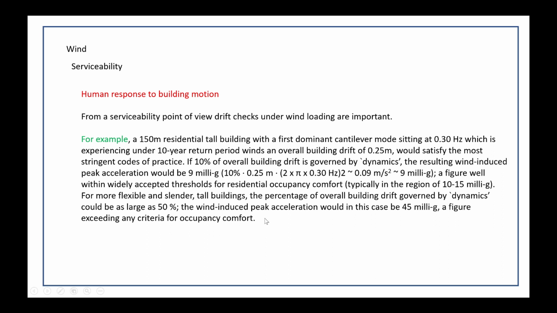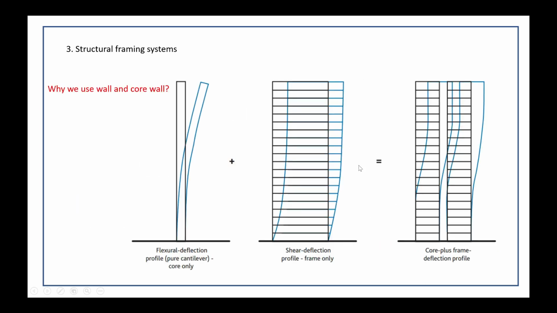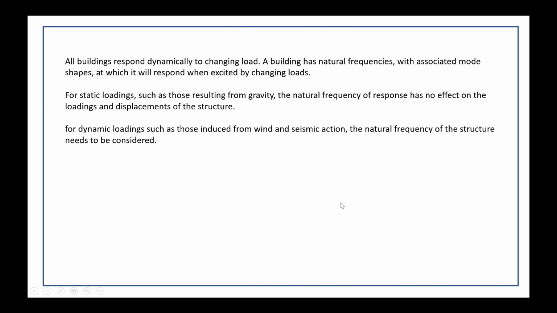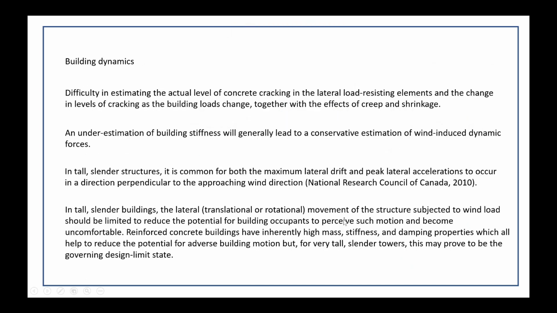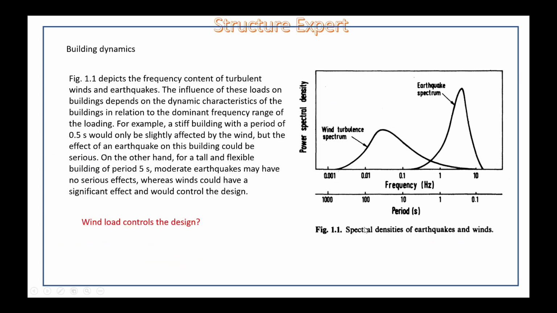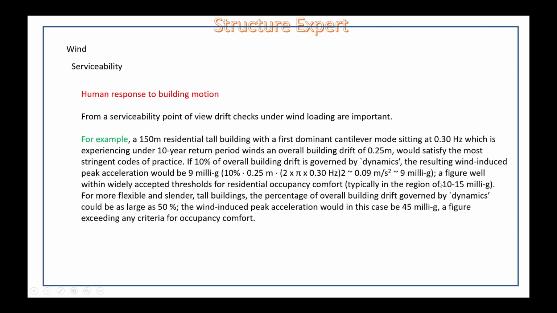Now you can control your building. You can check the lateral deflection or overall drift, story drift. You have to check the natural frequency. You have to check the acceleration to make sure the acceleration is in the design criteria range, or 10 to 15 milli-g.